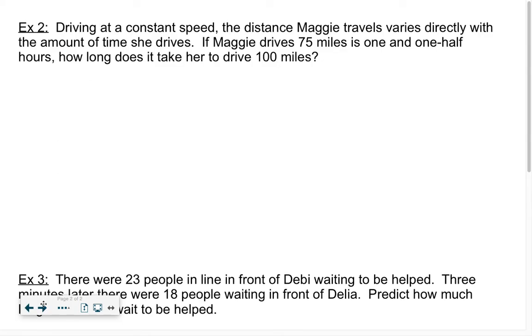Example number 2, driving at a constant speed. Maggie travels varies directly with the amount of time she drives. If Maggie drives 75 miles in 1.5 hours, how long does it take her to drive 100 miles?